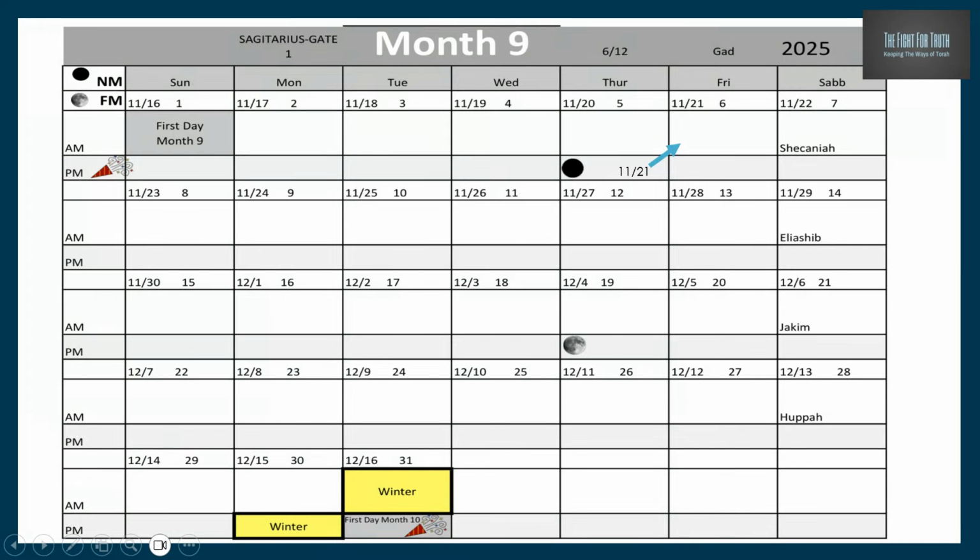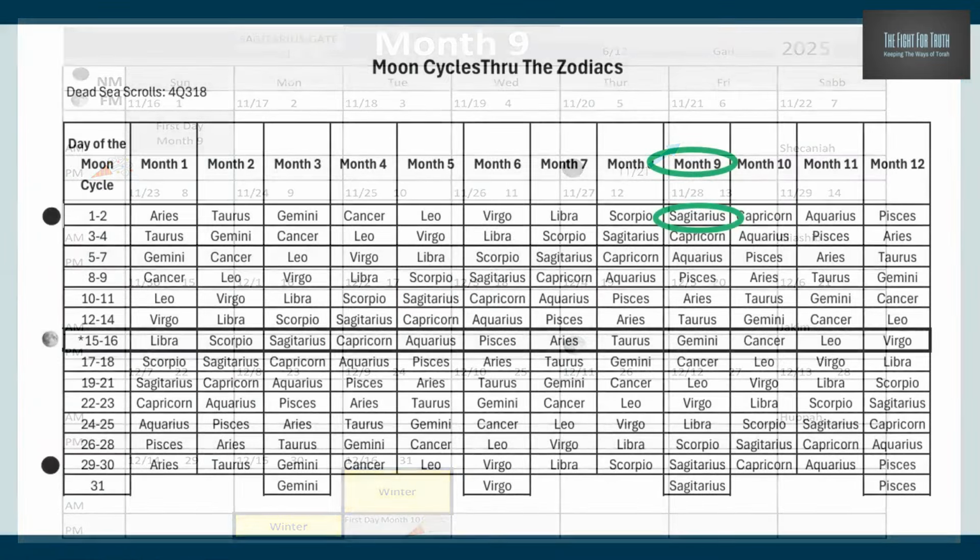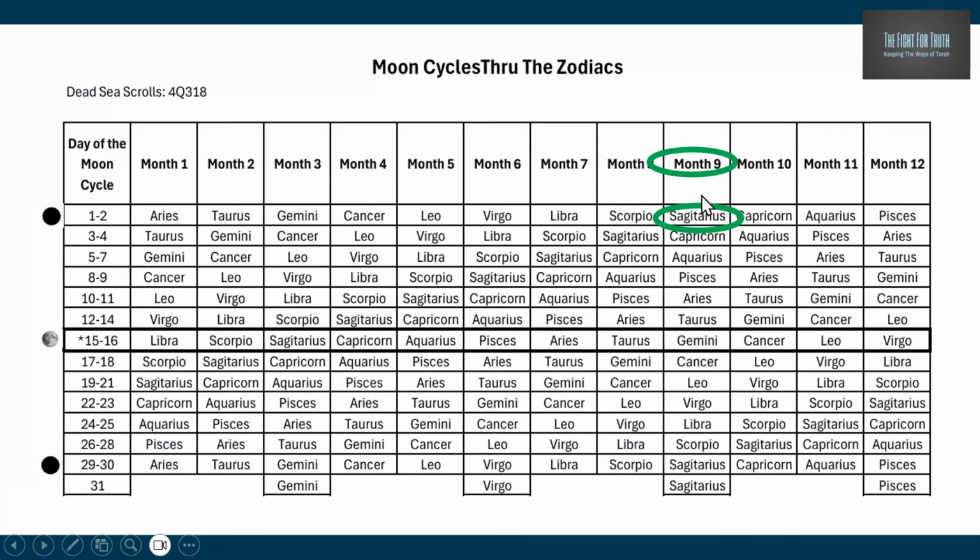So remember what the chart said the new moon would be for the 9th month? Let's take a look. We're going to go to the 9th month. The new moon is going to be in Sagittarius. Let's take a look here.